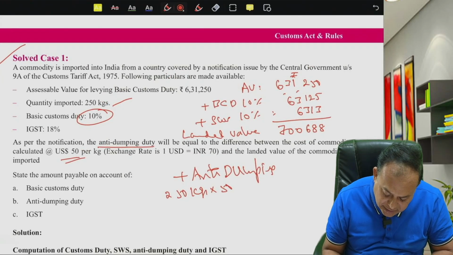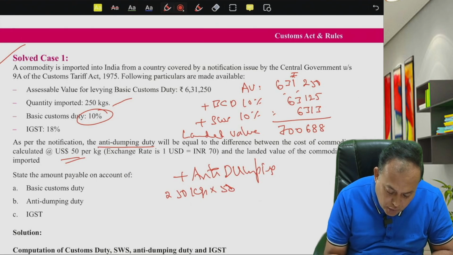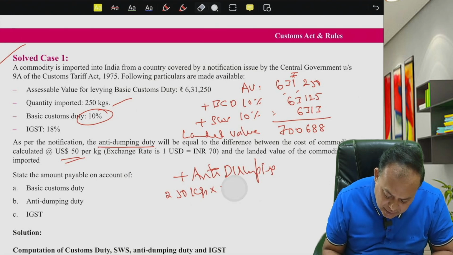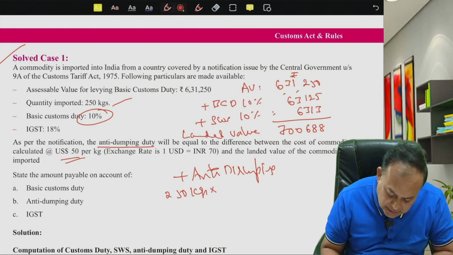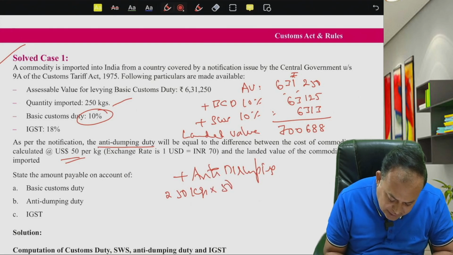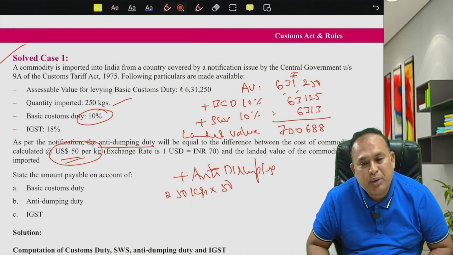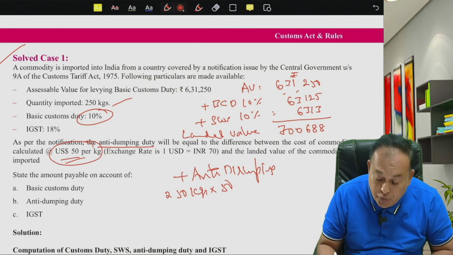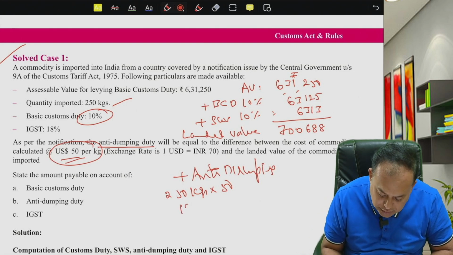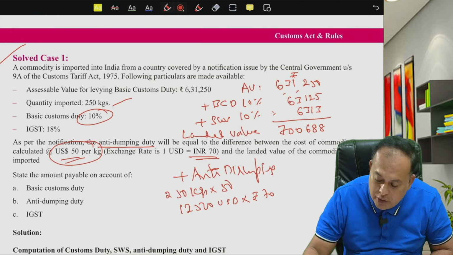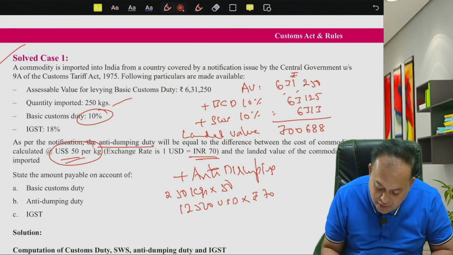So $50 per kg. How many dollars in total are they importing here? The value of the goods means $50 per kg, 250 kgs. 250 kgs into 50 is equal to 12,500 US dollars, into the exchange rate, how much is given? 70. So into 70 rupees. So market value we got.